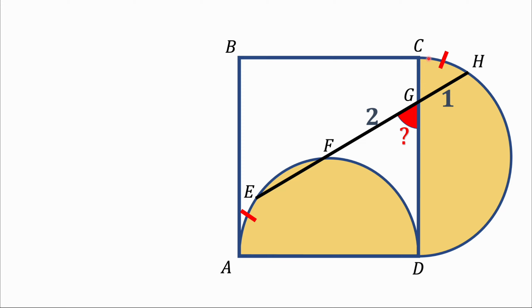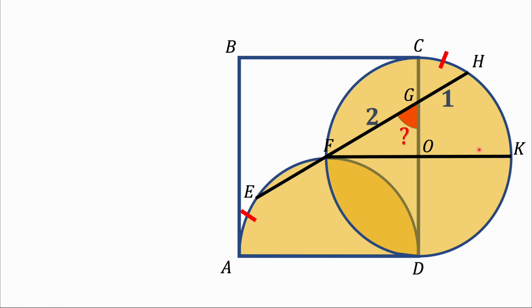First of all, notice that if we take this right half circle and make it a full circle, it's going to go through point F. Now we're going to draw a horizontal line through point F. We get FK. And point O, the center of the right circle, is on the line FK. FK is actually a diameter. Now we're going to connect K and H.